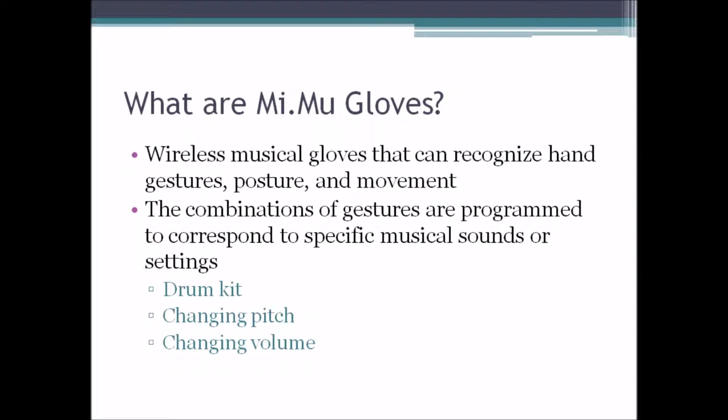What are Mi.Mu gloves? The Mi.Mu gloves are a pair of wireless gloves that recognize complex hand gestures, postures, and movements using a combination of bend sensors that run along each finger. Combinations of gestures are programmed using the mapping software to correspond to specific musical sounds or settings.